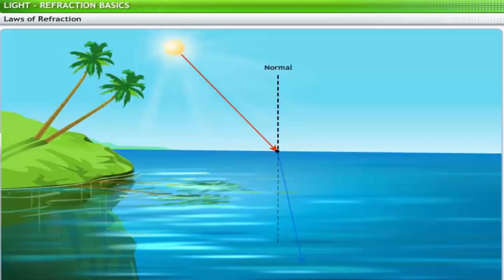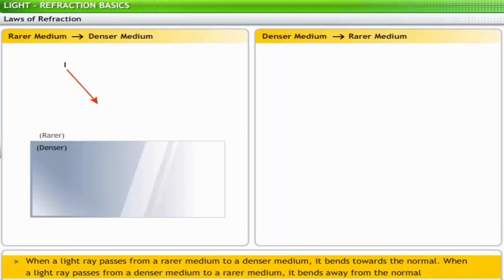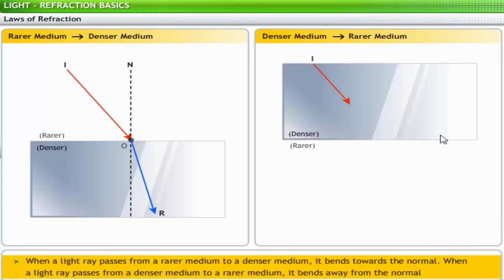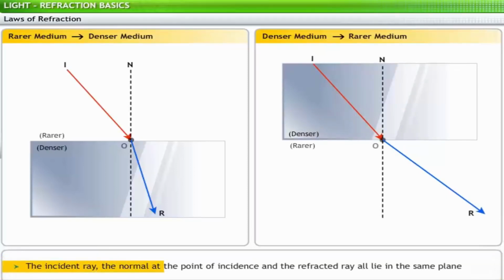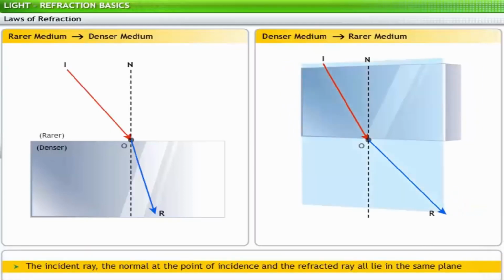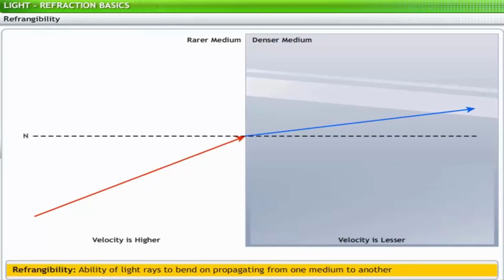These observations form the basis of the laws of refraction. The first law of refraction states that when a light ray passes from a rarer medium to a denser medium, it bends towards the normal. When it passes from a denser medium to a rarer medium, it bends away from the normal. As per the second law, the incident ray, the normal at the point of incidence, and the refracted ray all lie in the same plane. The ability of light to bend when passing from one medium to another is called refrangibility.